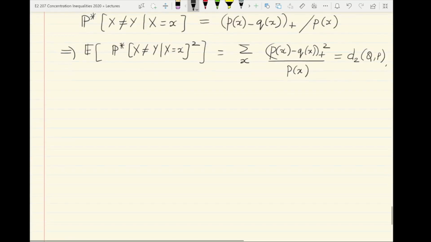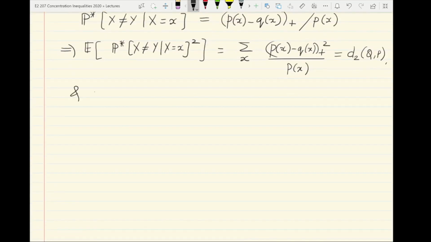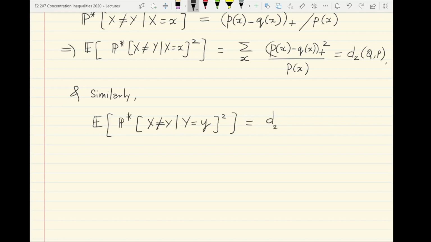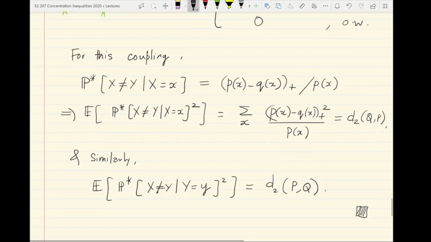And exactly along the same lines, we also have the expected value of P star(X not equal to Y | Y equal to small y) whole square. Just by symmetry, in fact, you have this equal to d2 square(P||Q). And that completes the proof of this lemma and hence of Marton's conditional transportation cost inequality. Thank you.